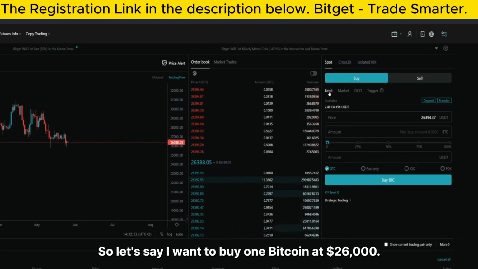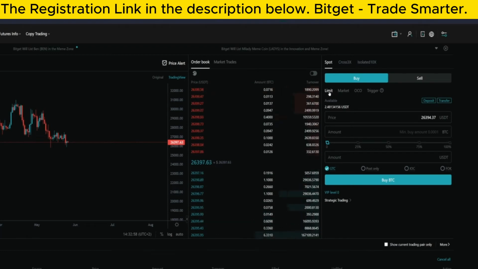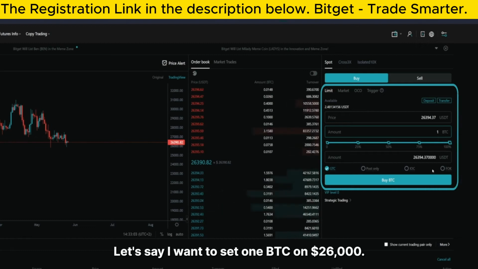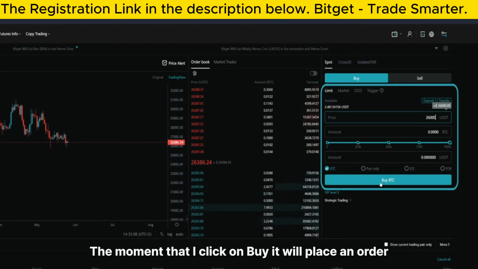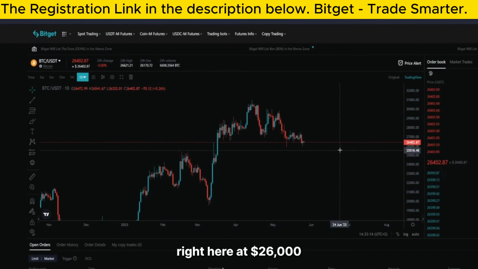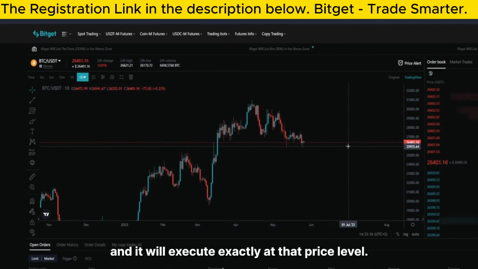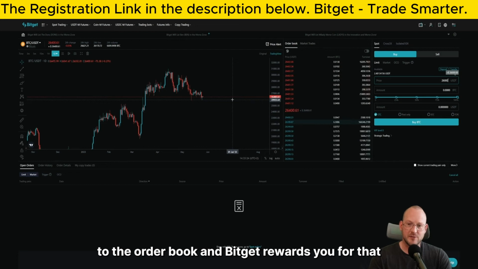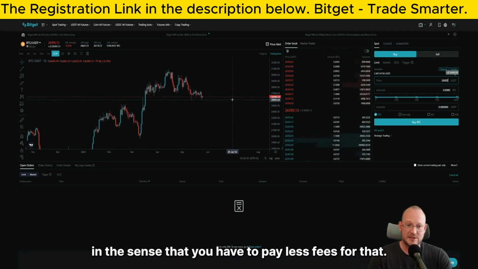Let's say I want to buy one Bitcoin at $26,000. By setting a limit order, I can set that very specifically. Let's say I want to set one BTC at $26,000. The moment that I click on buy, it will place an order right here at $26,000 and it will execute exactly at that price level, right? So you will provide your order to the order book and Bitget rewards you for that in the sense that you have to pay less fees.